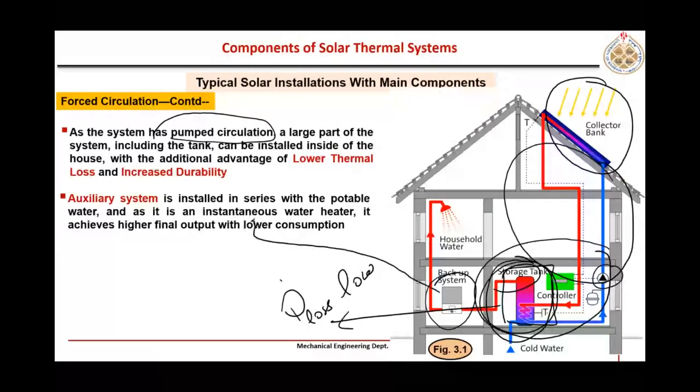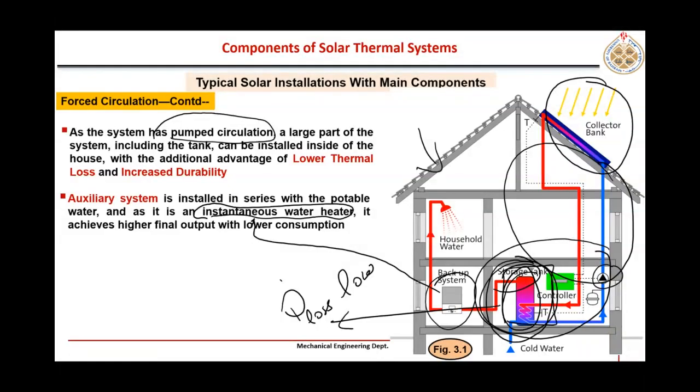Auxiliary system is also installed in series with this pot water, right? It could be an instantaneous water heater, right? So it can increase the temperature to the desired temperature if it is not reached through that solar system. So it can increase the temperature immediately. So in most solar water heating systems, this is the most commonly used solar thermal system: this forced convection, indirect system.